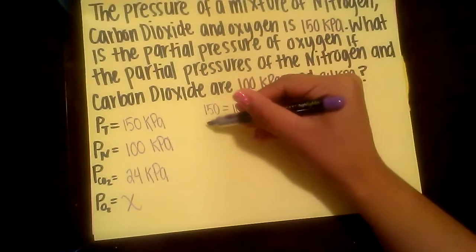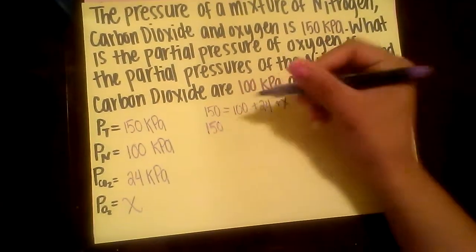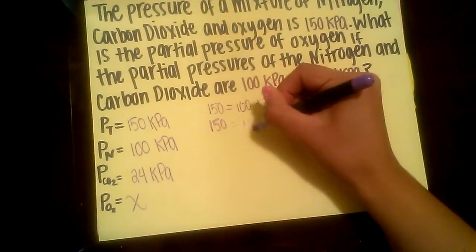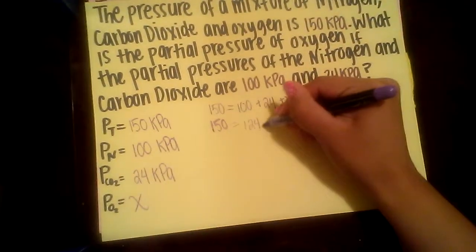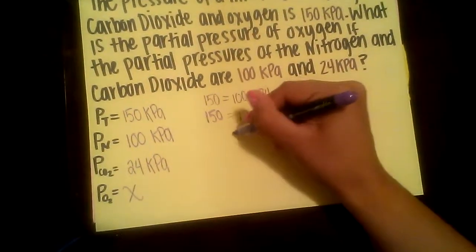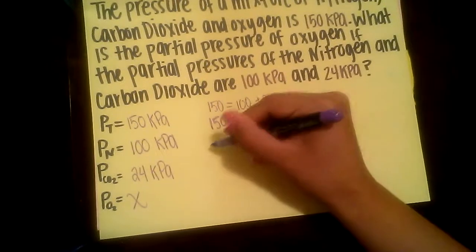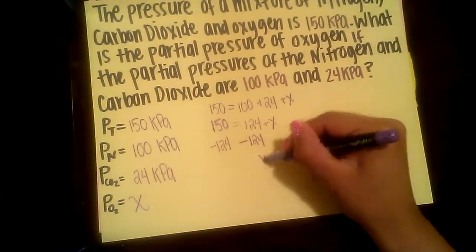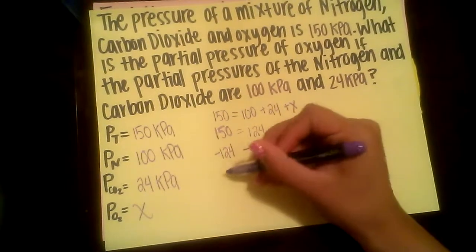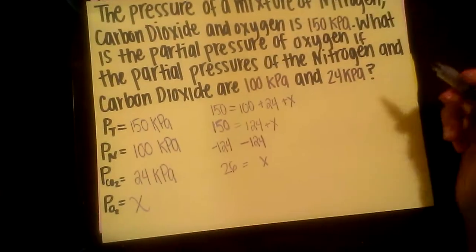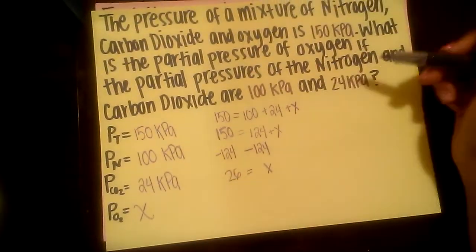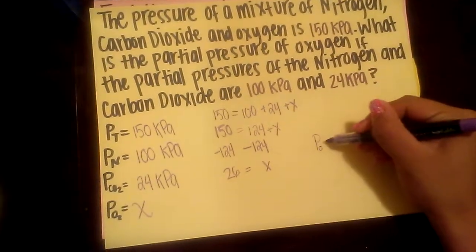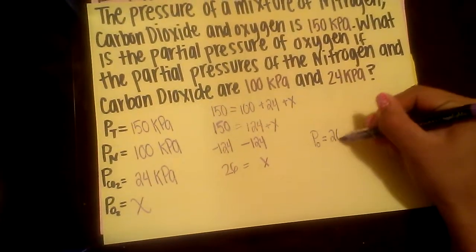Adding these together, we get 150 equaling 124 plus X. Subtracting 124 from both sides, we're going to get X to equal 26. So the partial pressure of oxygen is going to turn out to be 26 kPa.